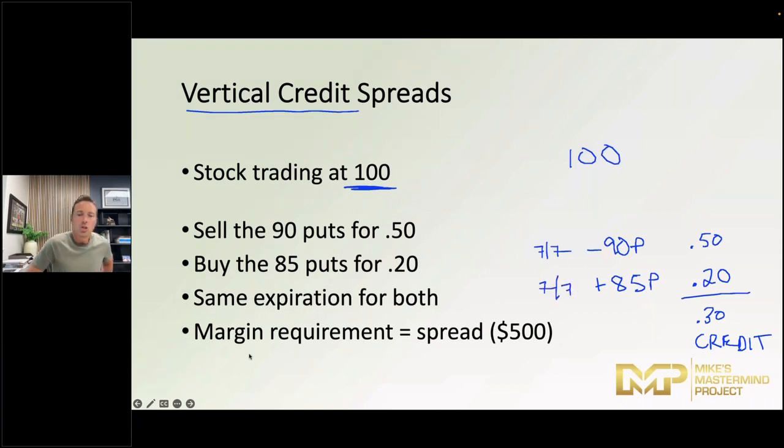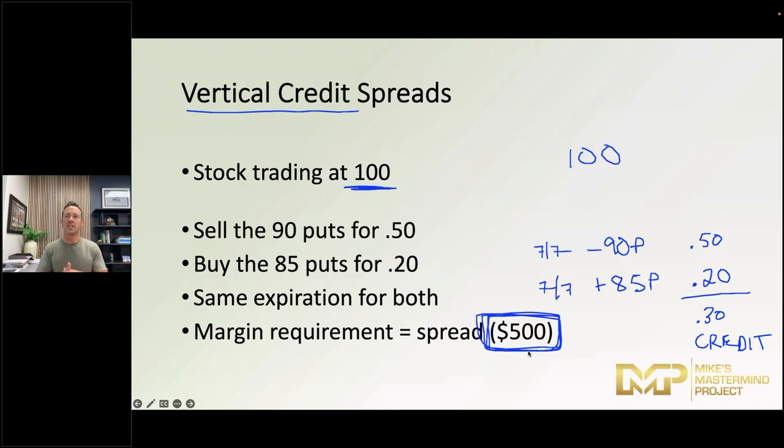Okay, so there is a margin requirement here. Because when we sell that 90 put, we might have to buy stock at 90. And when we buy that 85 put, that gives us the right to sell it, to put it to someone else at 85. So the broker is going to look at this and say, you've got $5 per share of exposure. Each option contract represents 100 shares, so you would have a $500 margin requirement here.